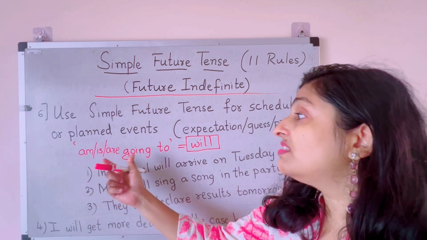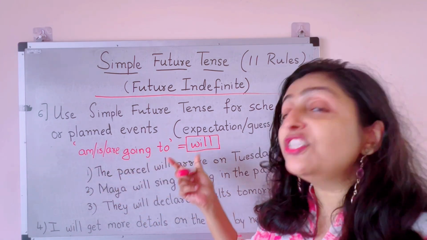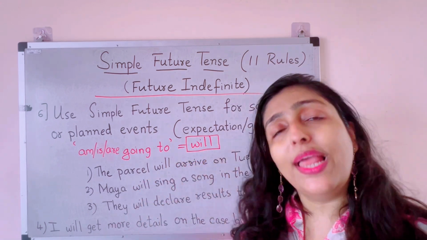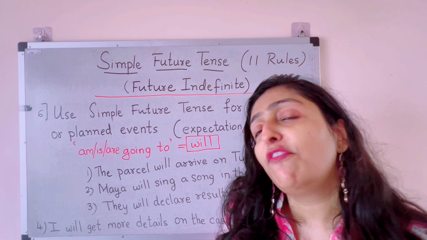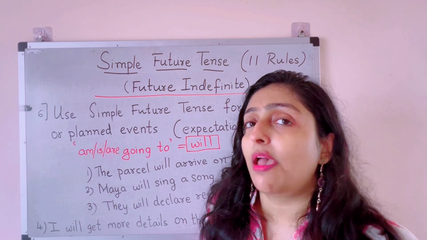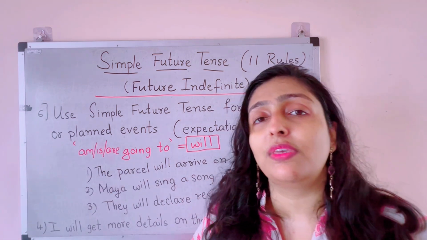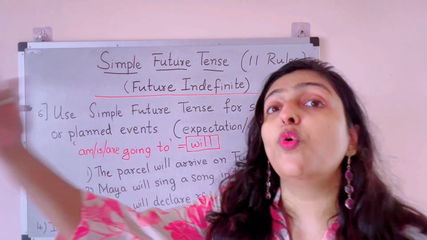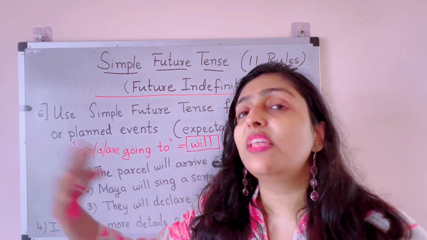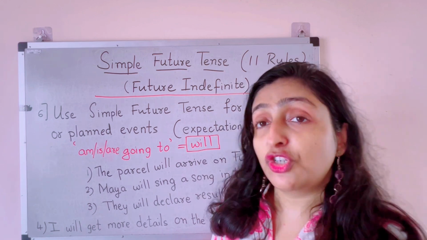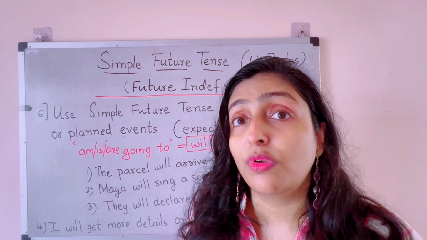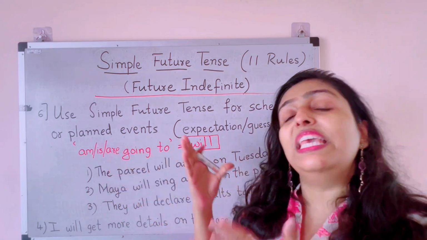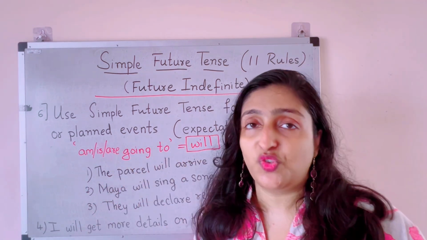Now, the am/is/are going to construction is equal to the will construction, which I have previously mentioned in some examples. I am going to the theater, which means I will go to the theater. They are going to the palace, means they will go to the palace. She is coming here tomorrow. She will come here tomorrow. So this construction is equal to the will construction.